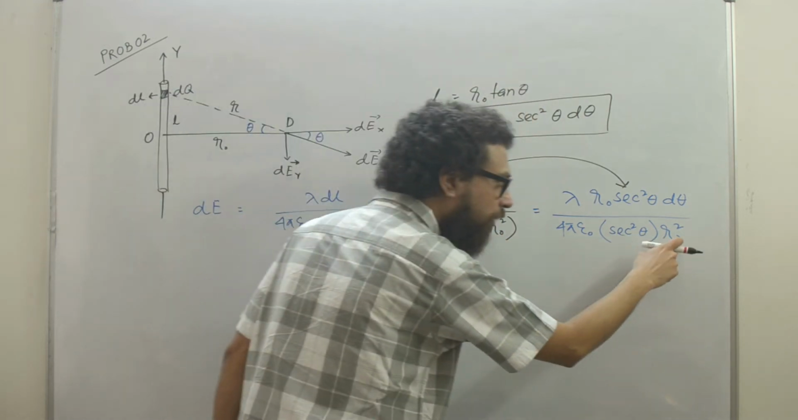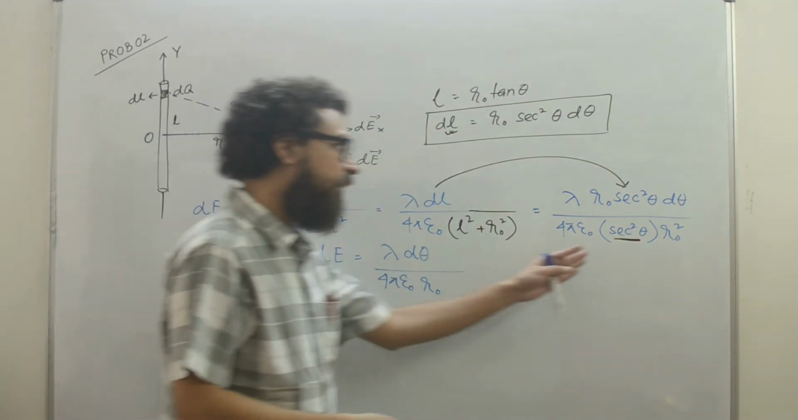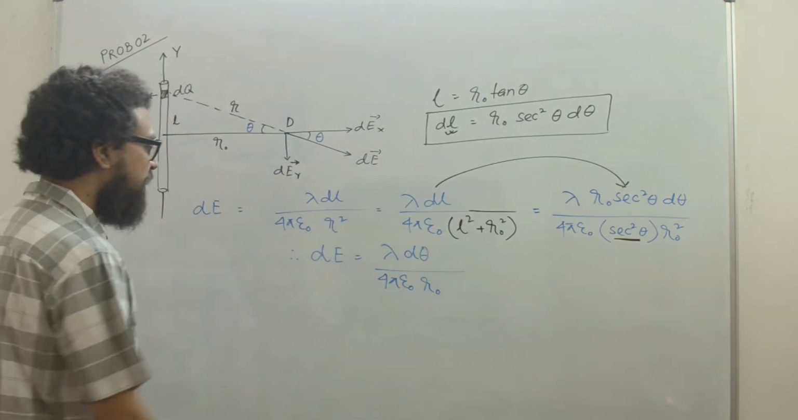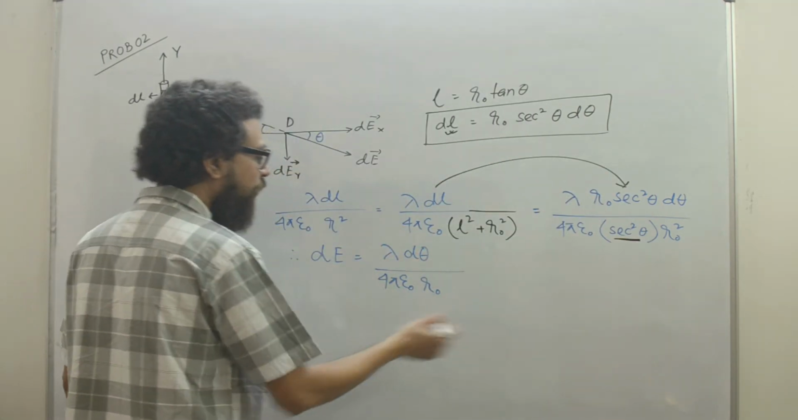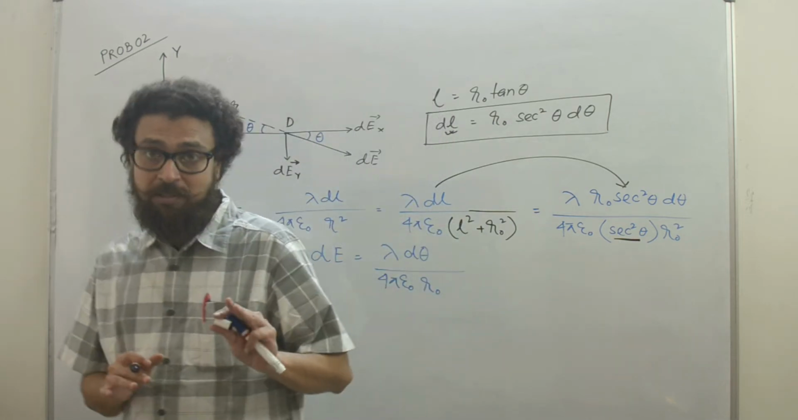So I am taking R naught common. So the remaining thing, which is 1 plus tan square theta, is sec square theta. So we have taken this because these two will get cancelled. Finally we have an expression dE equals lambda d theta by 4 pi epsilon naught R naught. Great. So this is now what we have formulated.